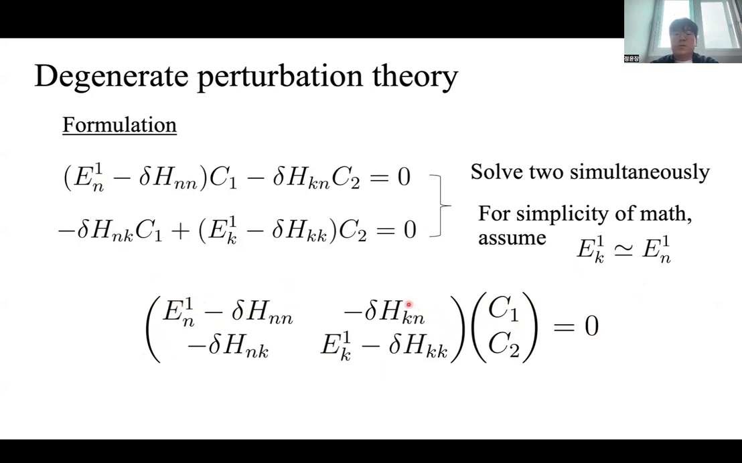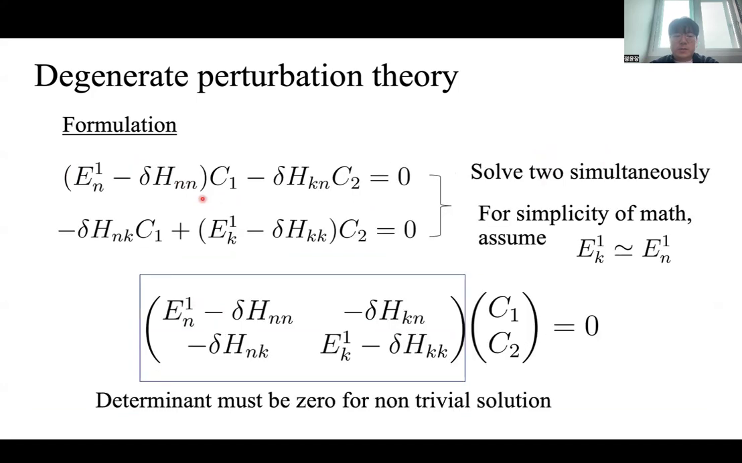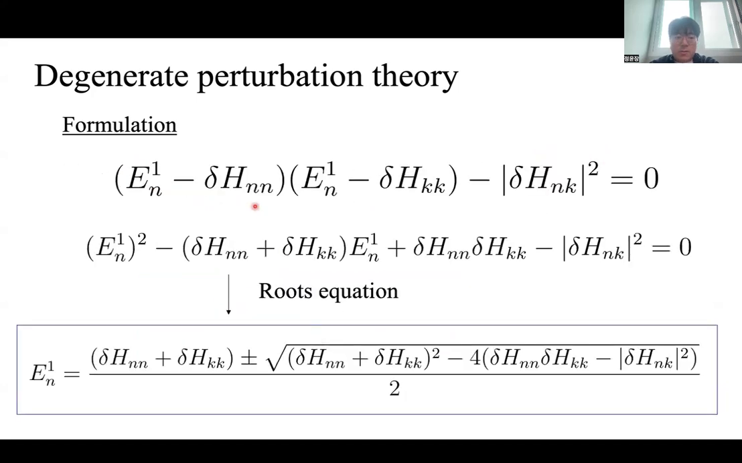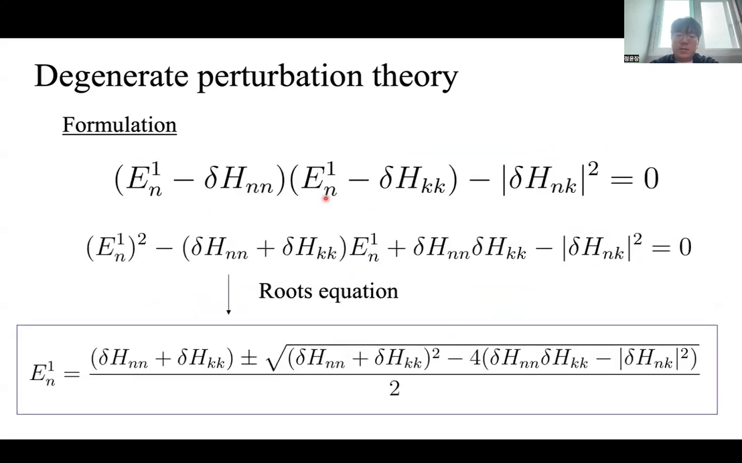Because if not, what's going to happen is that I take the inverse matrix of this, and therefore C1, C2 is equal to 0. To avoid that, I need the determinant of this matrix to be 0, and that's going to give me my energy. So I need this determinant to be 0, so I need this to be 0. And compared to here and here, the main difference is that right now I'm assuming that this is the case, so I'm rewriting Ekn as En here.